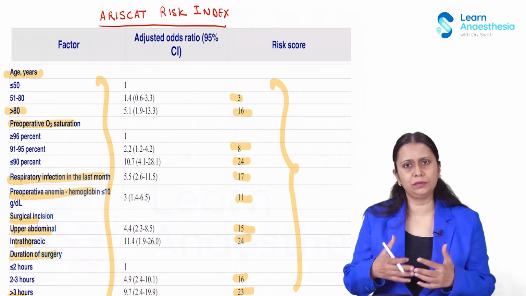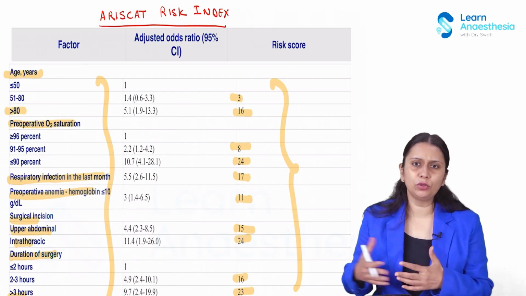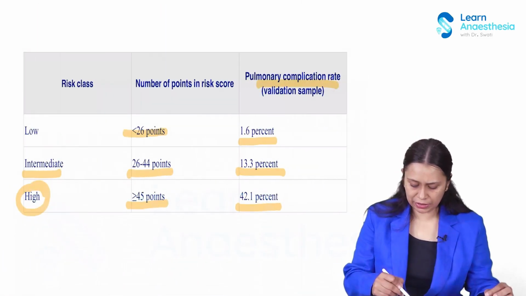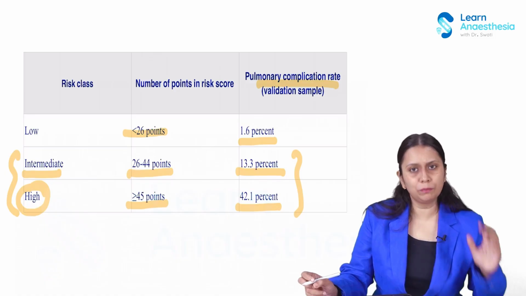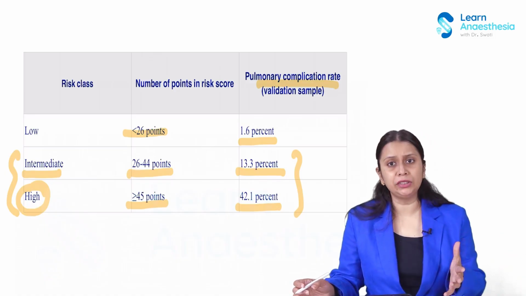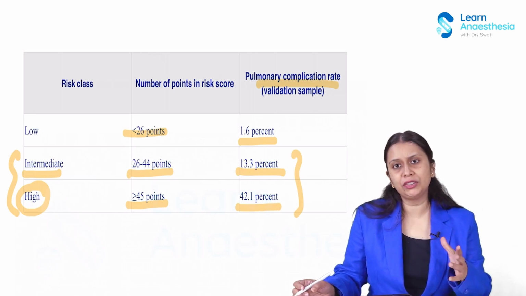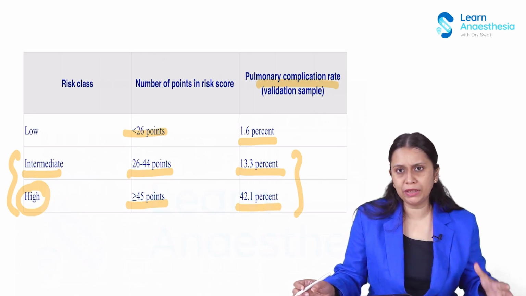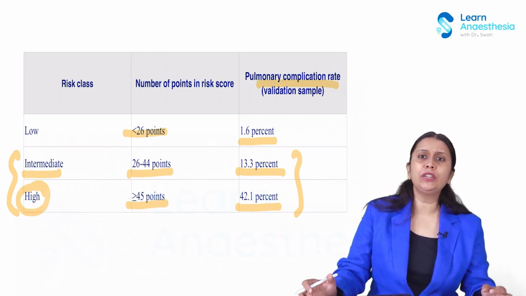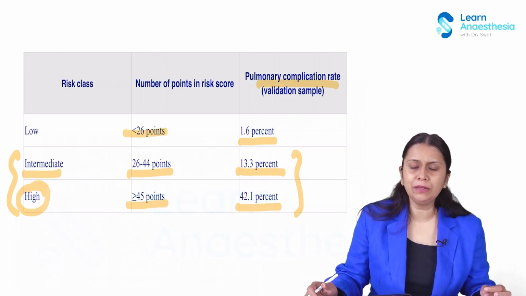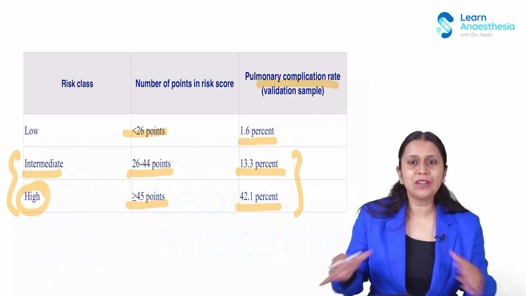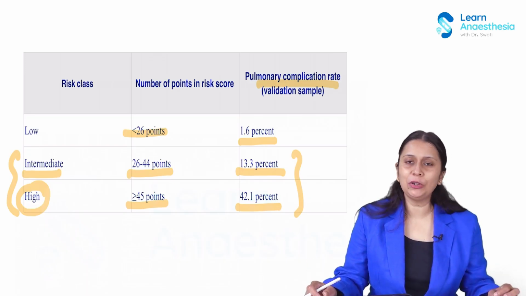So in patients with a high risk of developing post-op pulmonary complication, if the ARISCAT risk index puts the patient in the intermediate or high risk class, we should try to use all the perioperative strategies to minimize post-op pulmonary complications, the pre, the intra and the post-op strategies, as much as possible. The more strategies you employ, the less would be the chance of developing post-op pulmonary complications in the patient. So this is all I wanted to discuss on strategies to prevent perioperative pulmonary complications.